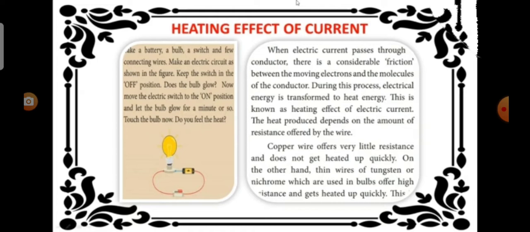When electric current passes through the conductor, there is considerable friction between the moving electrons and the molecules of the conductor. During this process, electrical energy is transformed to heat energy. This is known as the heating effect of electric current. Copper wires offer very little resistance and do not get heated up quickly. On the other hand, thin wires of tungsten or nichrome, which are used in bulbs, offer high resistance and get heated up quickly.